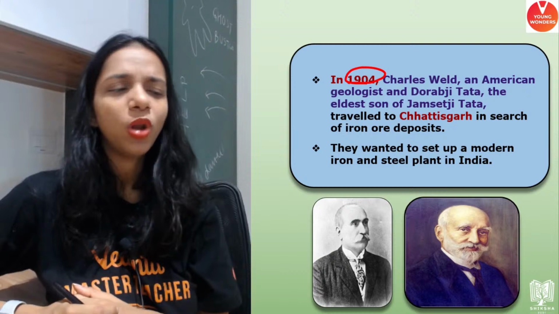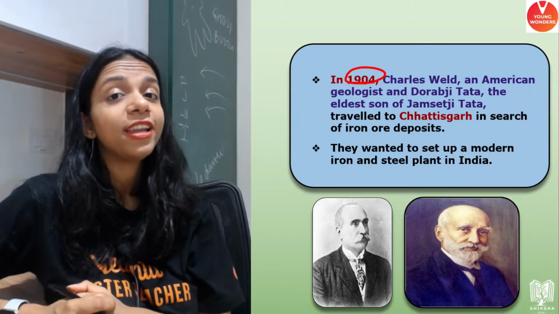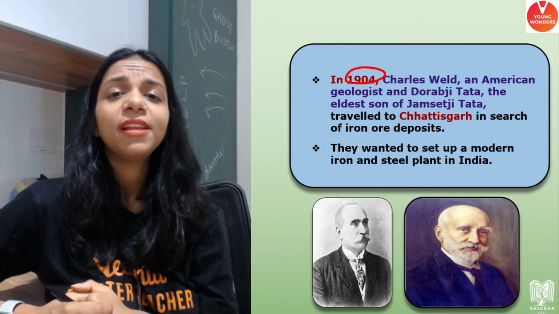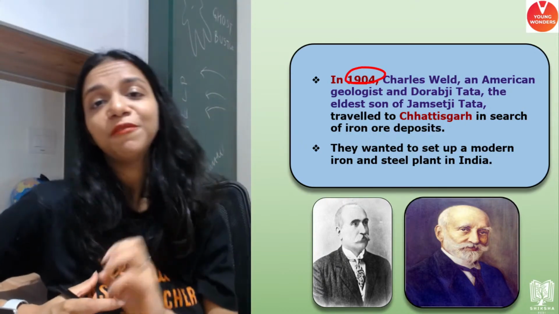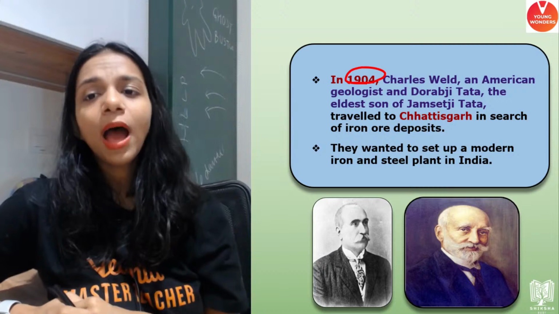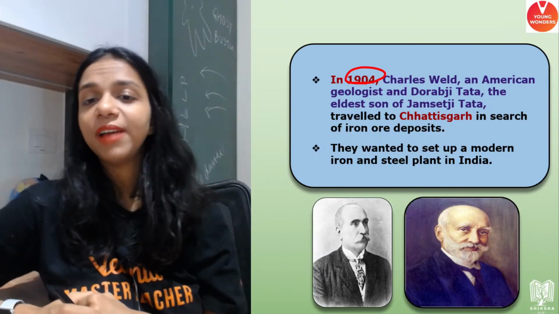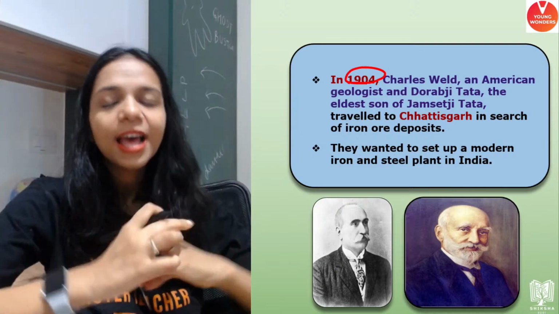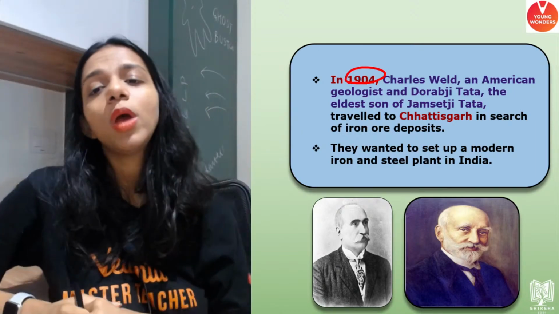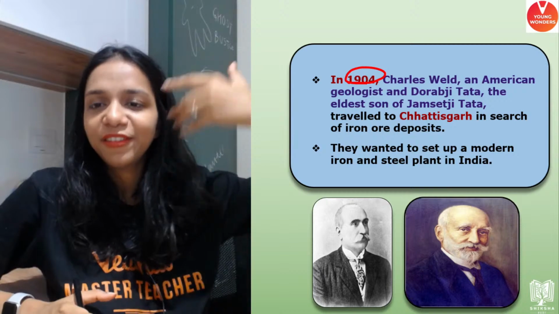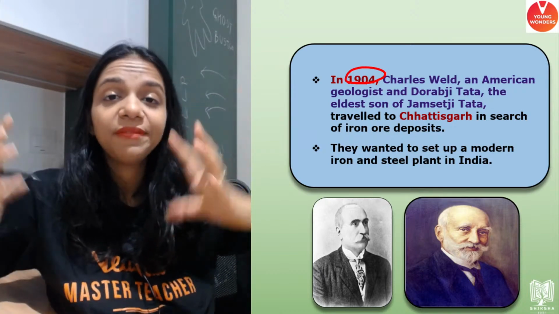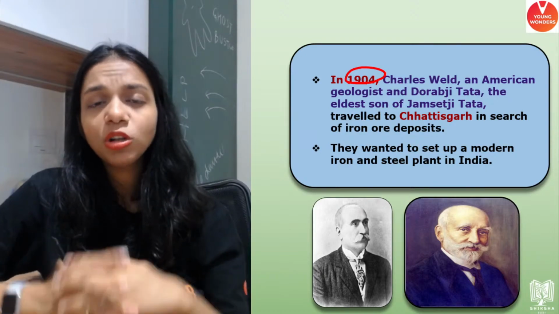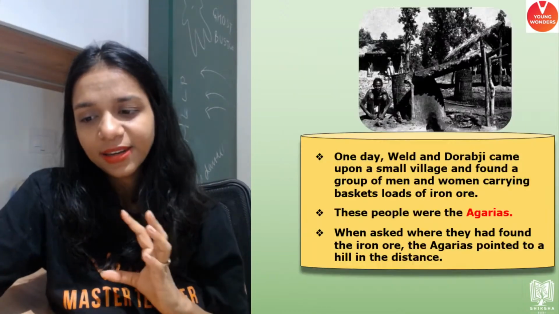He called Dorabji Tata and said that I want to set up an iron and steel industry in India. I have the money, but I want to know where we will get the best quality iron from. Go and find out. Now Dorabji, with his friend Charles Weld, who was an American geologist. A geologist is a person who studies rocks, right? Who studies minerals. So along with his friend Charles Weld, he went across India, went to Jharkhand, where he knew that they find good quality minerals and stones to find good quality iron, right?